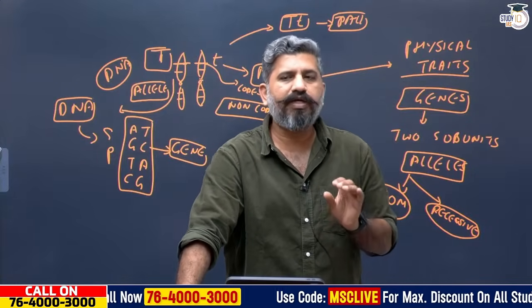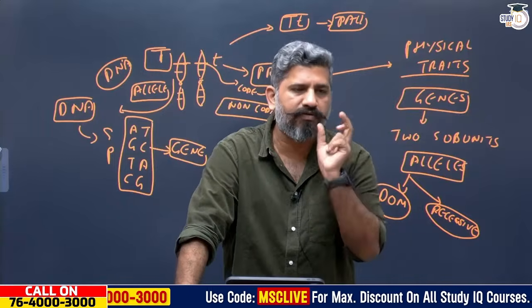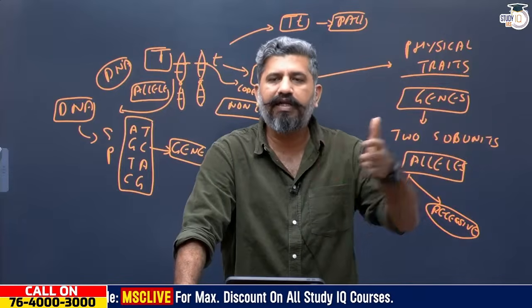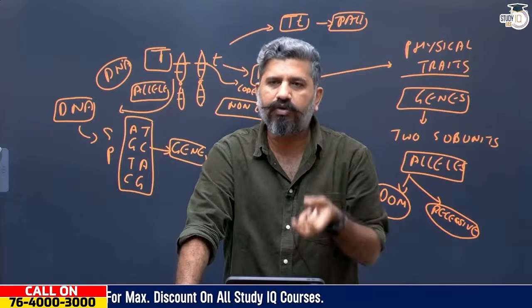Till now, we have been assuming that for a particular physical trait, there are only two types of alleles, but in reality, there can be multiple alleles. But out of those multiple alleles that are possible, only two are present on the chromosome, because only two can be present.